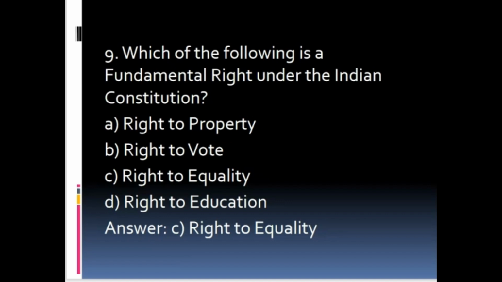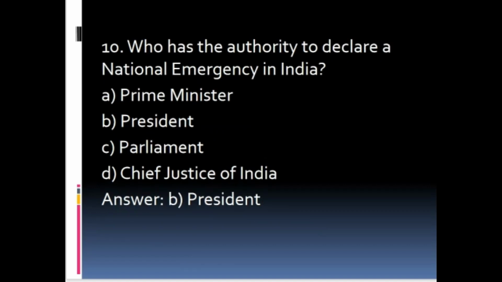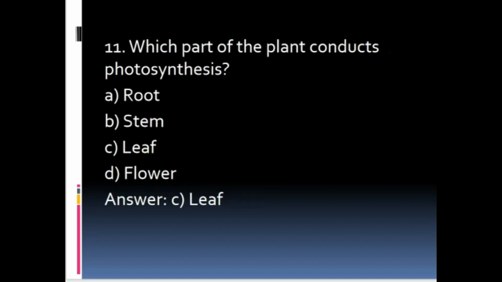Which of the following is a fundamental right under the Indian Constitution? Right to property, right to vote, right to equality, right to education. Answer C. Right to equality. Who has the authority to declare a national emergency in India? Prime Minister, President, Parliament, Chief Justice of India. Answer B. President. Which part of the plant conducts photosynthesis?